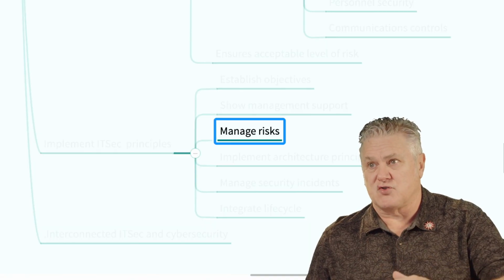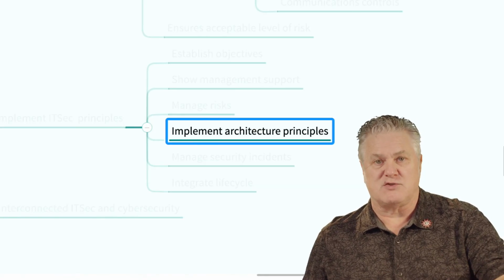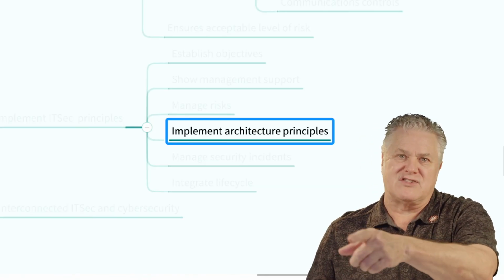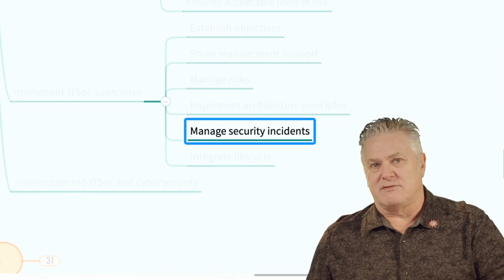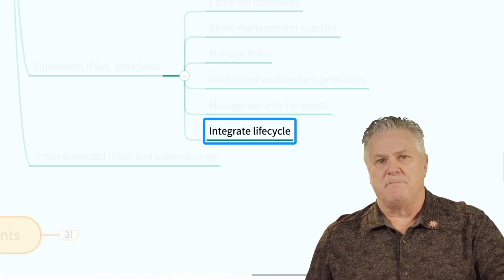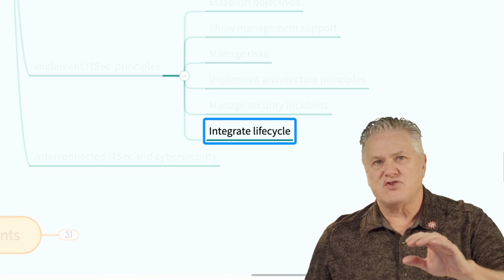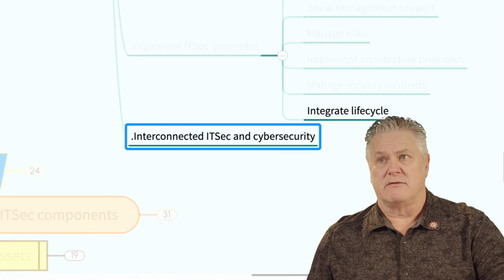We monitor those controls. Implement architecture principles for sound judgment, so we don't just say, I want to buy that because it's cool. Manage security incidents, so we have an incident response team, and integrate all of this into the life cycle. Those are the principles and practices together.